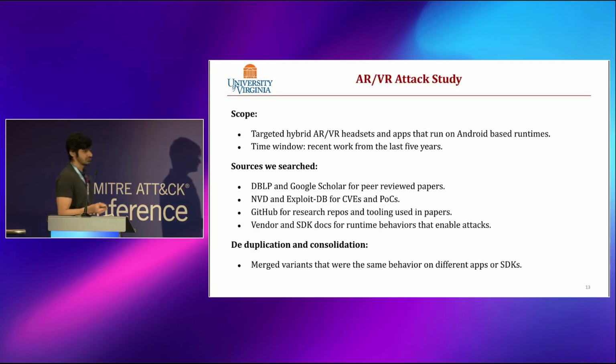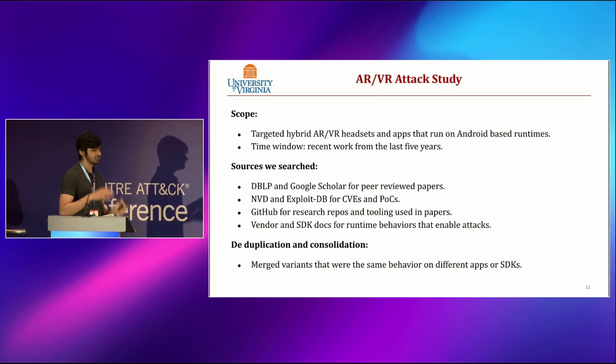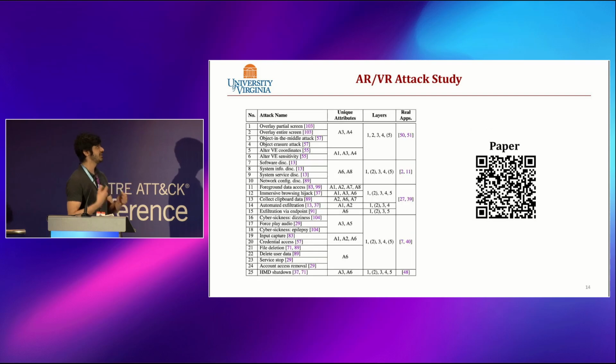To do this study, we first went on to see what attacks there are. We went on to Google Scholar, DBLP. We checked all these resources. We checked GitHub. We checked manufacturer logs, and doing everything, we came up with this 25-attack table, and we map all these attacks to MITRE ATT&CK as well, which I will go into later.